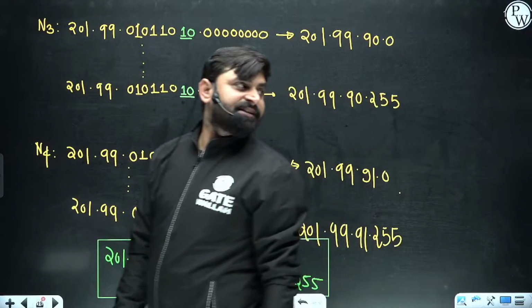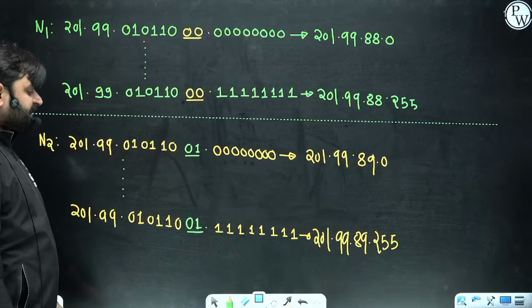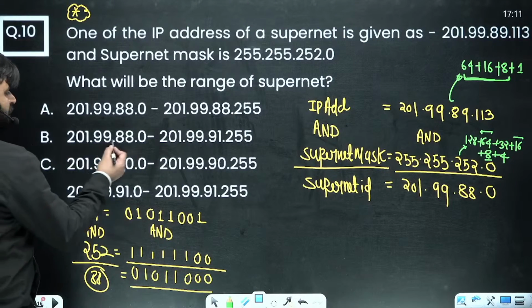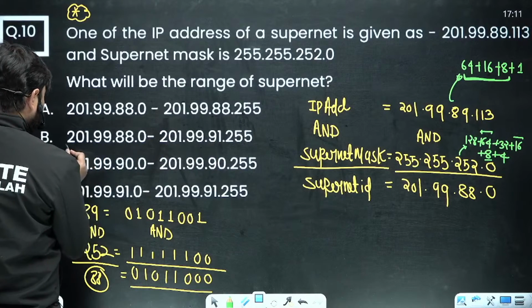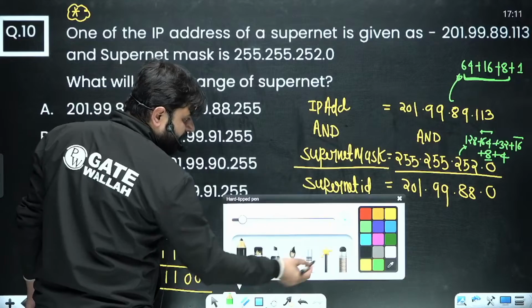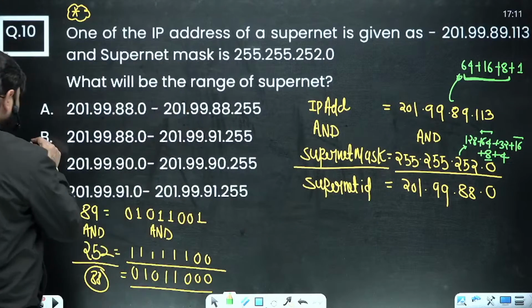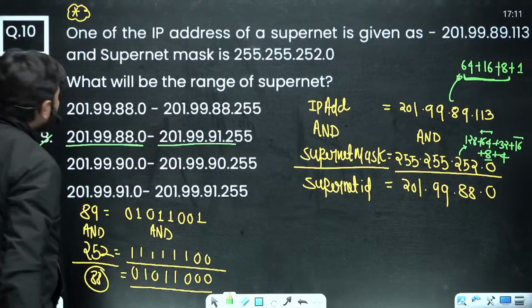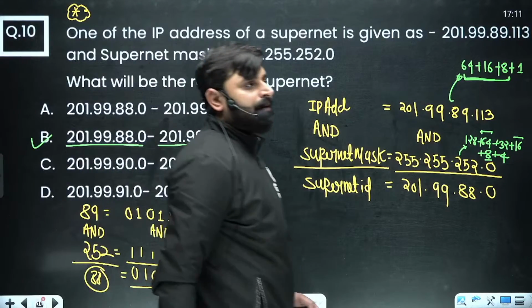So which one is the correct answer here? 88.0 to 91.255. B will be the correct answer. Is question number 10 clear to everyone?